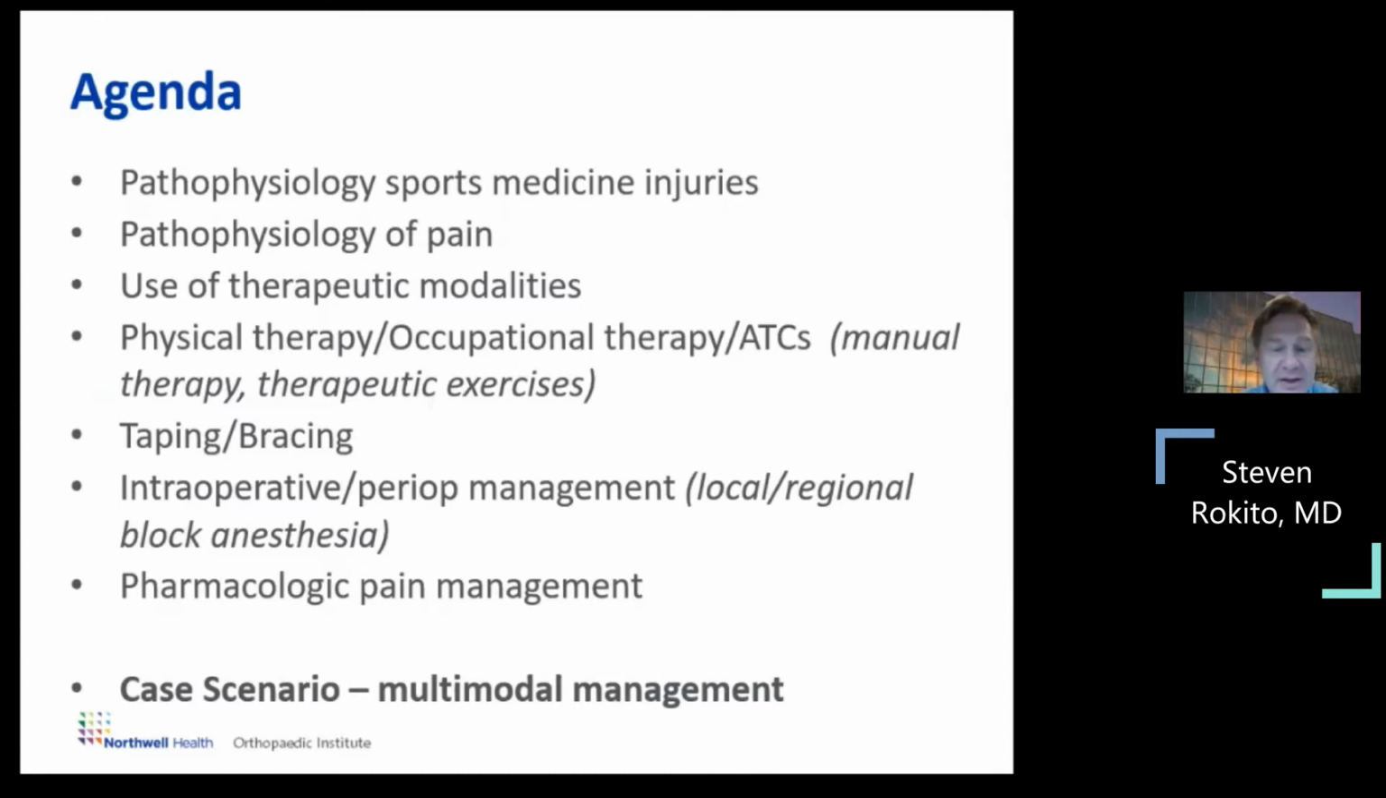care of our patients. During this presentation, I will review with you the current trend and use of multimodal strategies for pain management. Specifically, we will review common modalities, physical therapy, perisurgical nerve blocks, and pharmacologic therapies. At the end of the review, I will also share with you a typical case scenario.